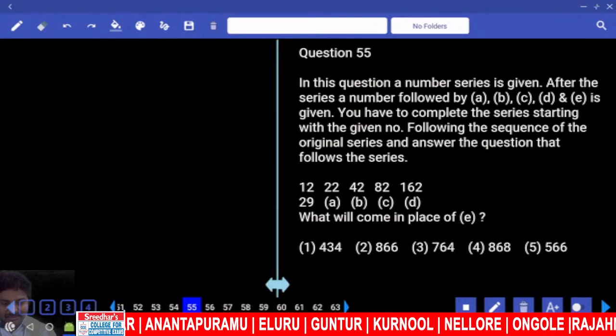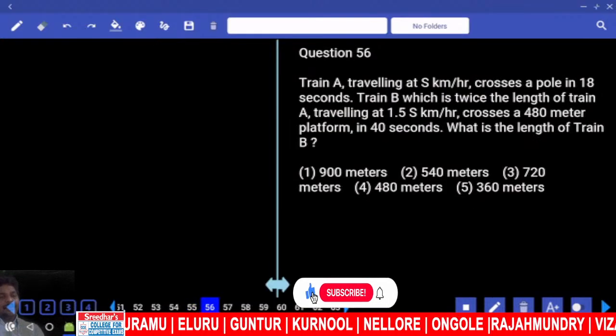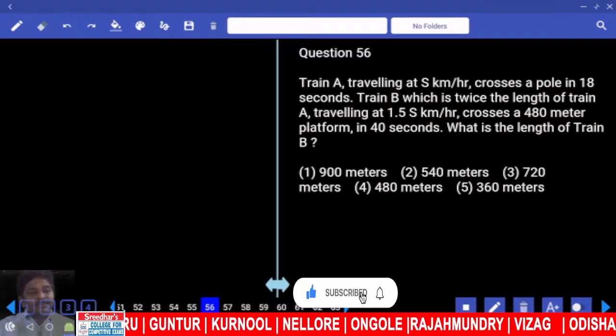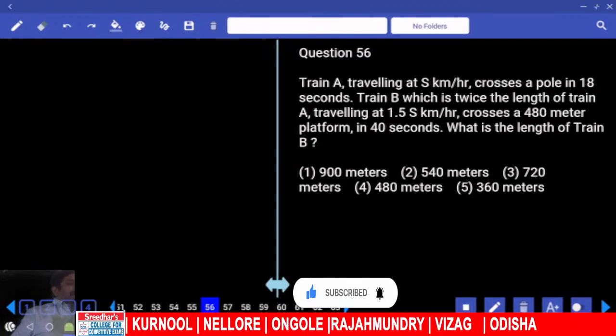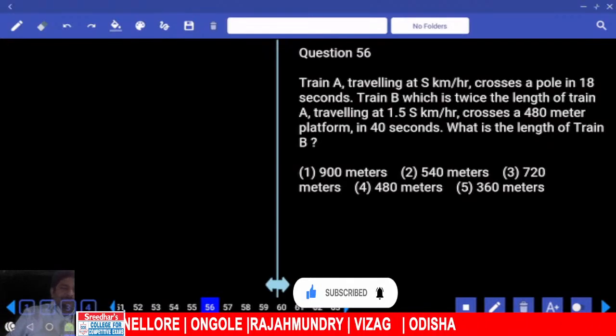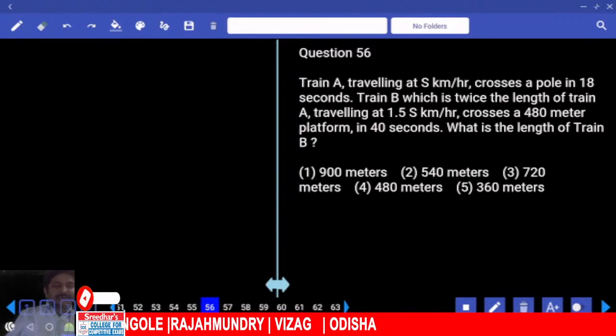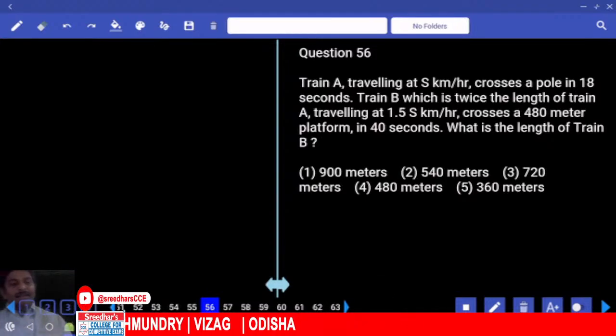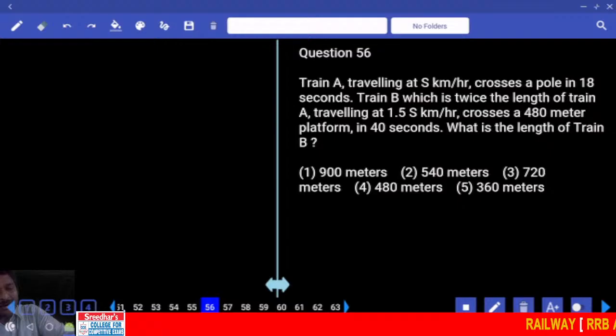Double number series anukunta. Train A traveling at S km/h crosses a pole in 18 seconds. Train B, which is twice the length of train A, traveling at 1.5 S km/h crosses 480 meters platform in 40 seconds. What is the length of the train?